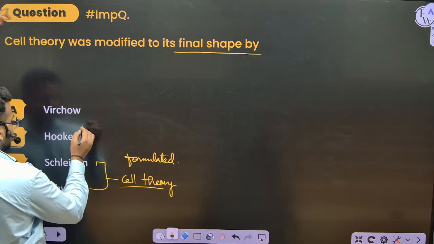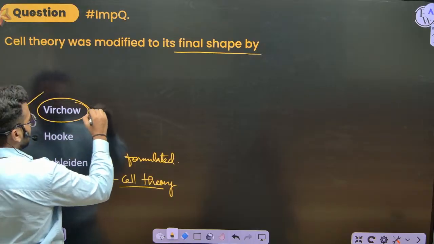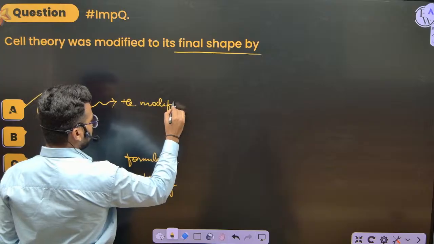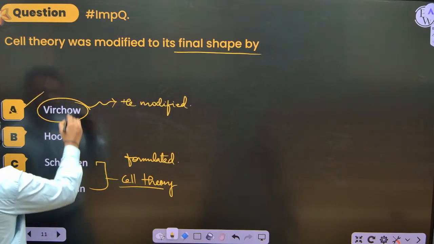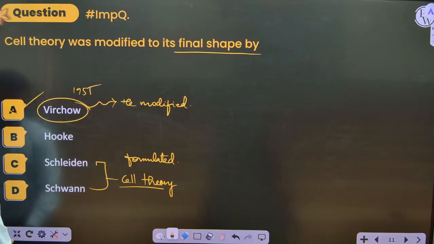but Rudolf Virchow modified it. The new cell theory was given by Rudolf Virchow in the year 1855. So it was given by Rudolf Virchow.